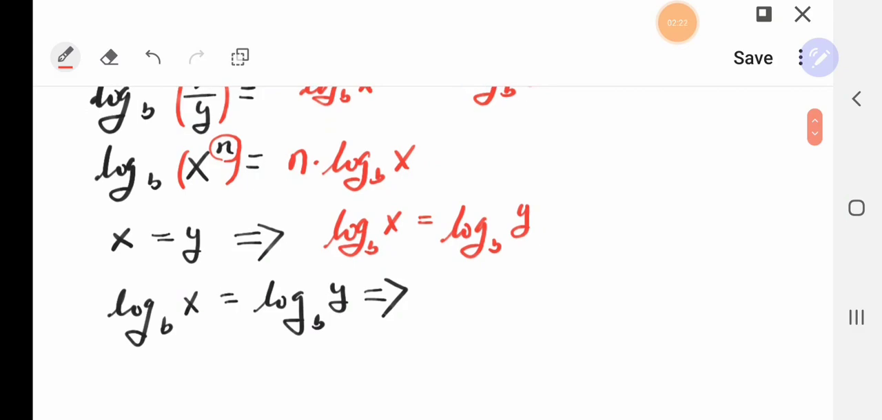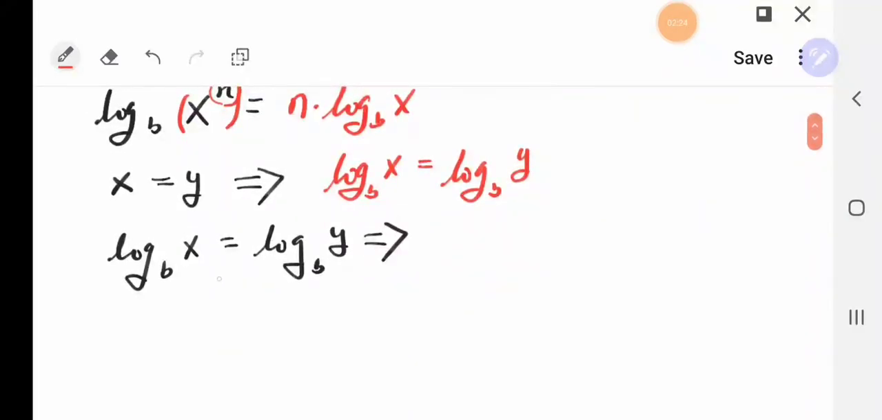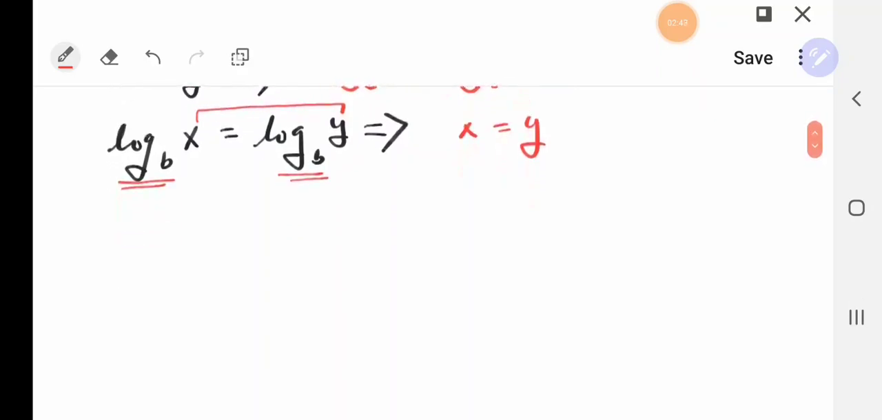Okay, and the last one. If two logarithms with the same base b are the same, then as you can see, this logarithm base b, logarithm base b, you can set x and y equal. Then automatically x and y are equal. Or we can do it this way. Let me write this equation: logarithm base b of x is equal to logarithm base b of y.